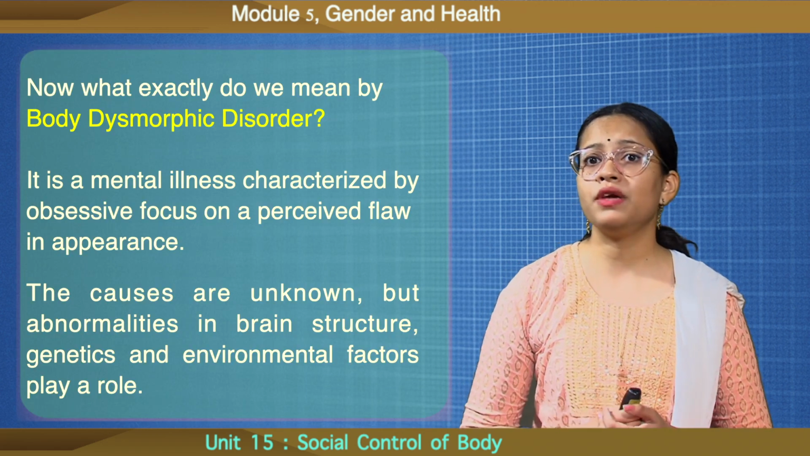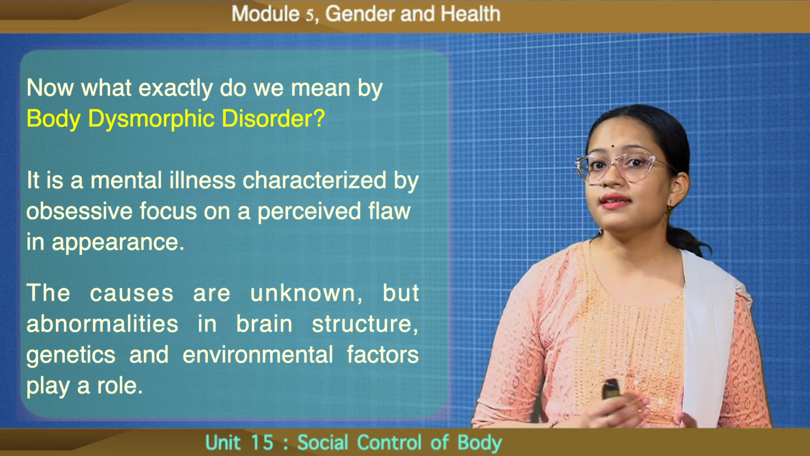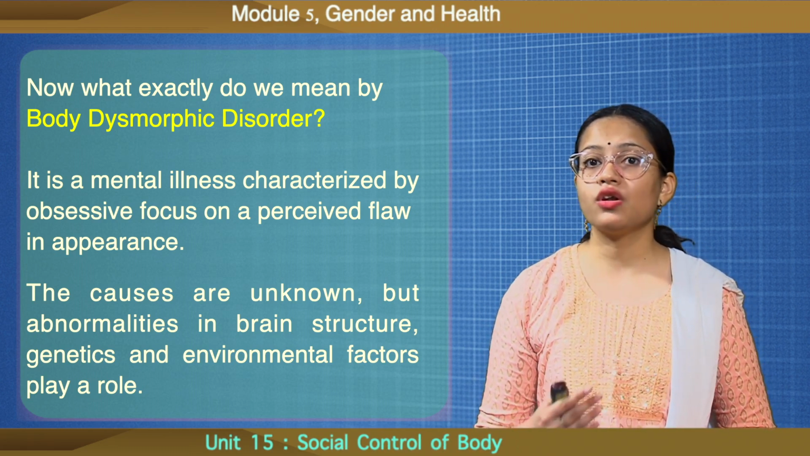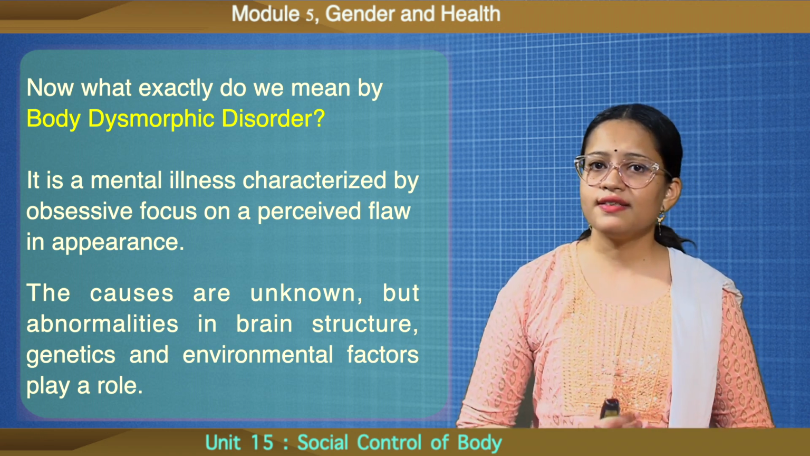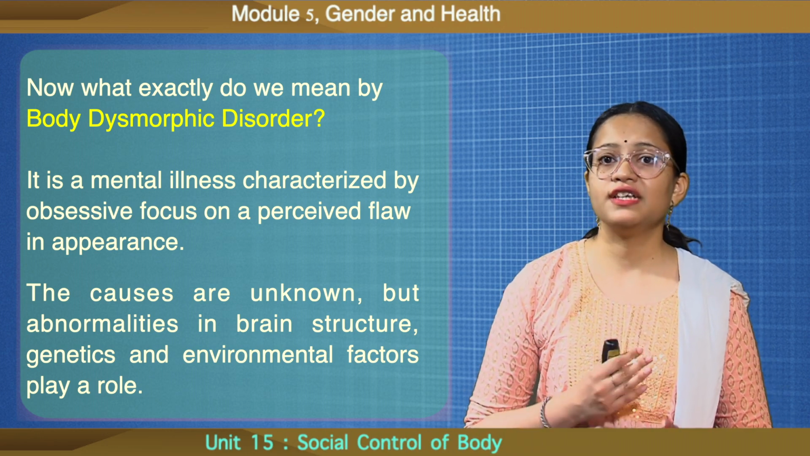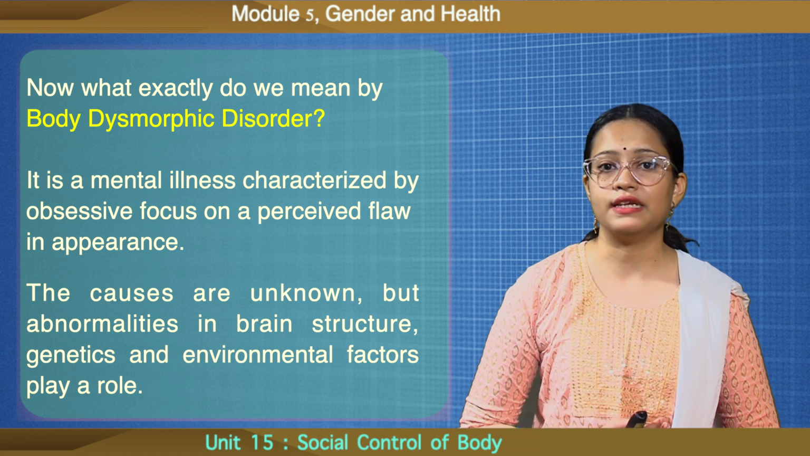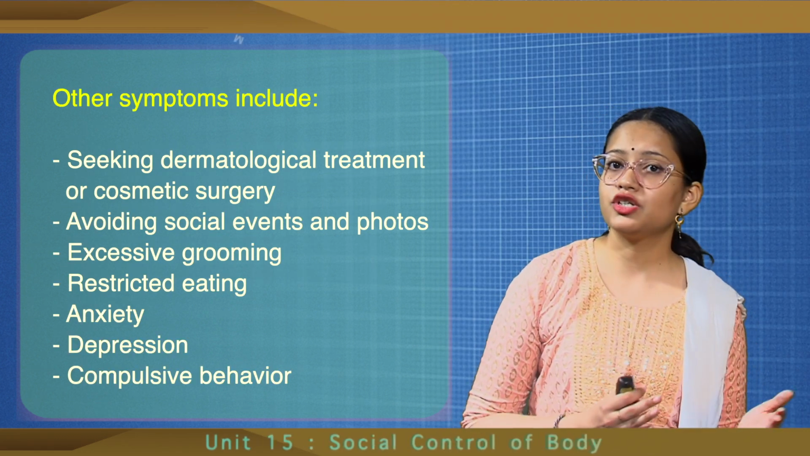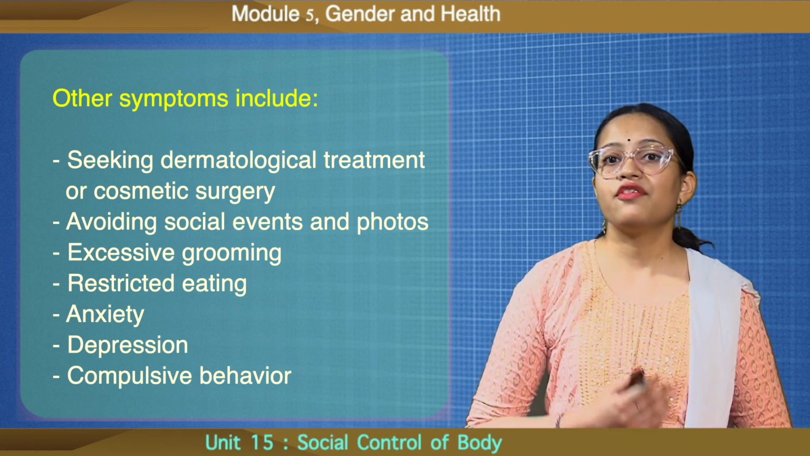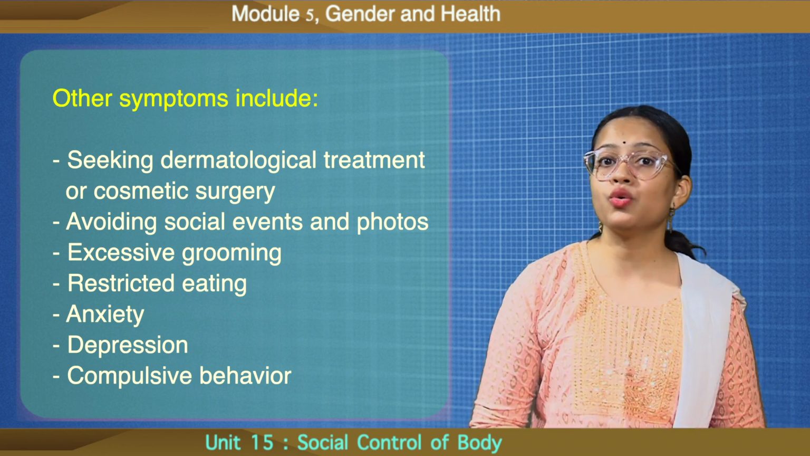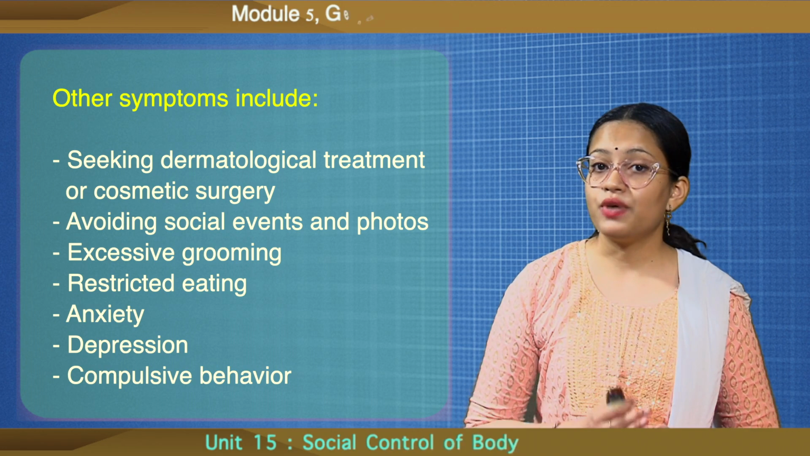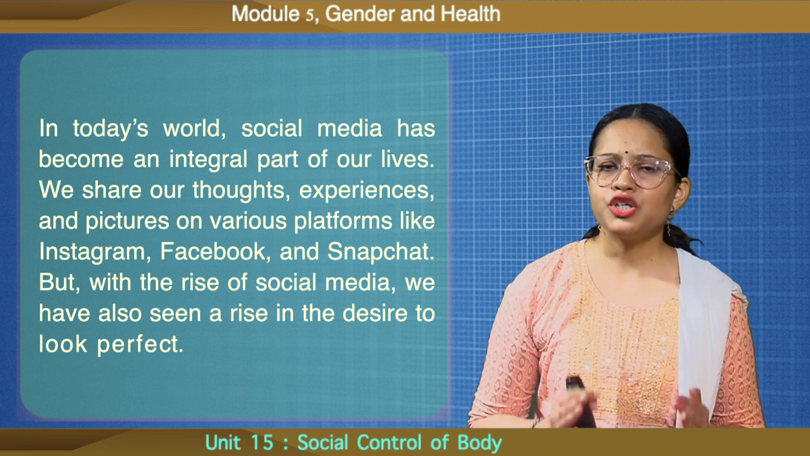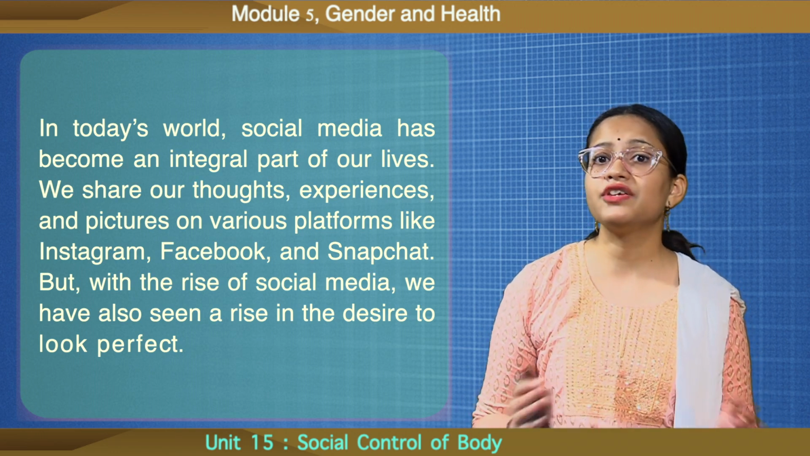Now, what exactly do we mean by body dysmorphic disorder? It is a mental illness characterized by obsessive focus on a perceived flaw in appearance. The causes are unknown, but abnormalities in brain structure, genetics, and environmental factors play a role in it. Symptoms include frequent examination of appearance in the mirror, comparing their appearance to other people, avoiding social events and photos. Other symptoms include seeking dermatological treatment or cosmetic surgery, excessive grooming, restricted eating, anxiety, depression, compulsive behavior, etc.